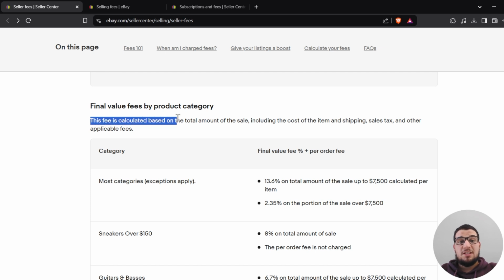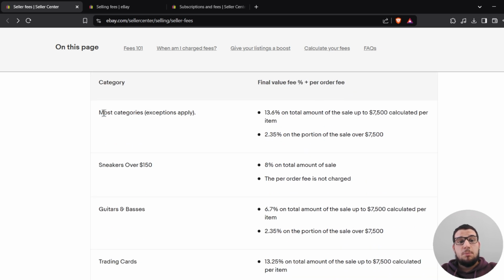This fee is calculated based on the total amount of the sale, including the cost of the item and shipping, sales tax, and other applicable fees. So most categories, exceptions apply, of course. I will talk about them in a second. So you're paying final value fee plus the per order fee. So 13.6% on total amount of the sale up to $7,000 and 2.35% on the portion of the sale over that price point.